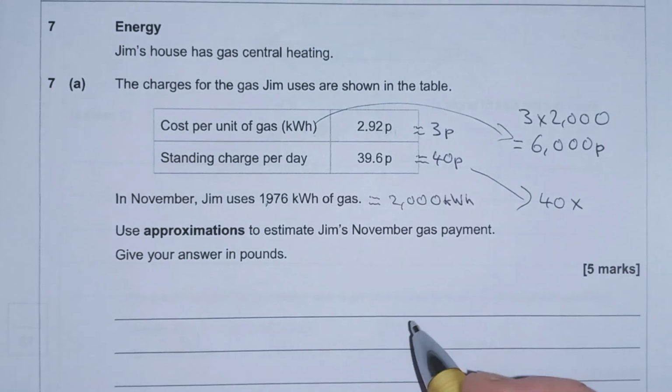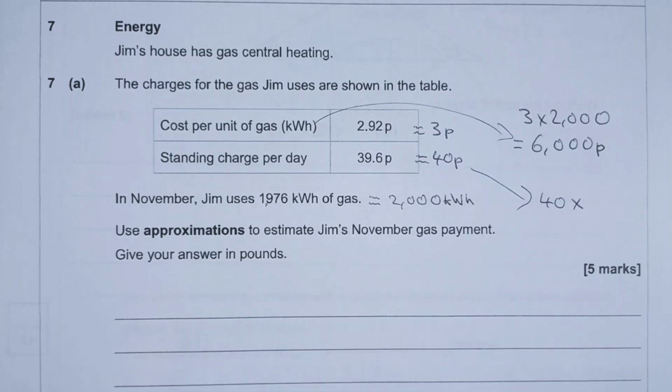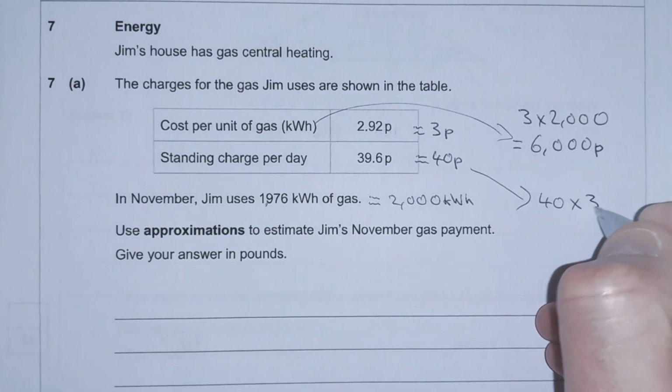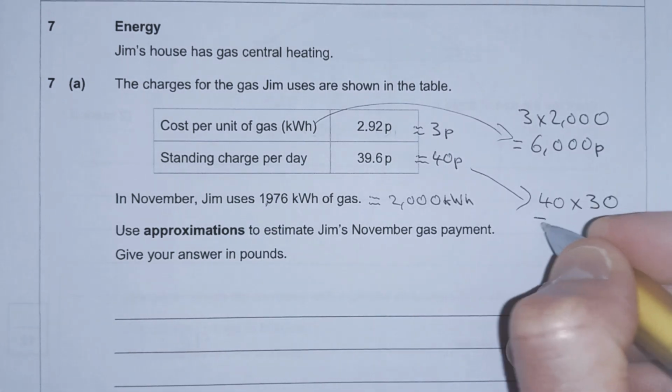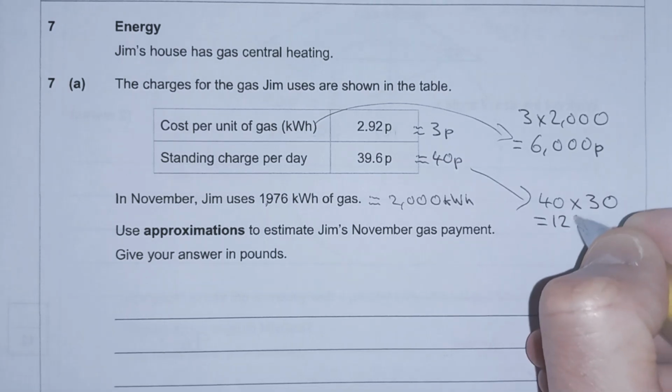So we want 40p per day. Well, we're in November. How many days in November? If you remember the little rhyme, 30 days have September, April, June and November. So it's going to be 40 times 30. Again, we don't need the calculator. 4 times 3 is 12. Put 2 zeros on the end.